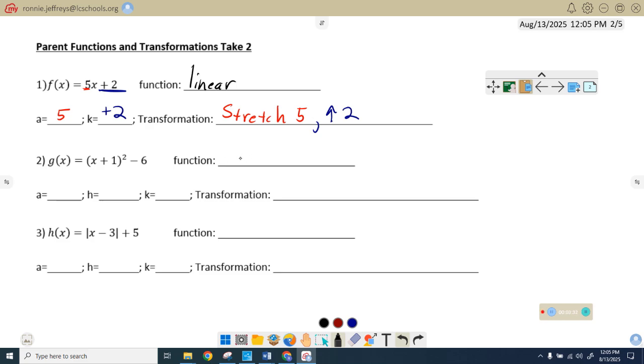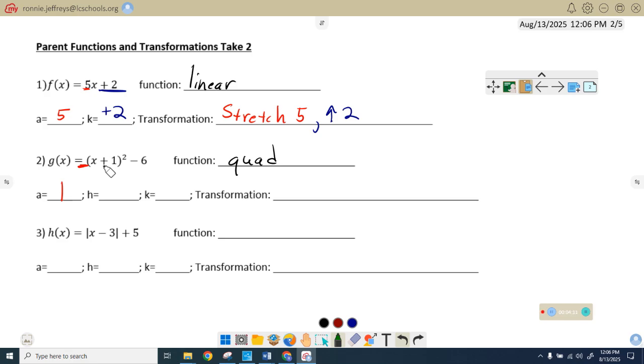Anywho, what type of function is this? Quadratic. And we can shorthand it by just saying quad. Now, our A for this one is right here between the equal sign and the parenthesis. It's 1. Now remember, when it's 1, it's just basic. Nothing really happens. Okay, that's just your run-of-the-mill regular thing. So we don't really have a transformation when it's 1.